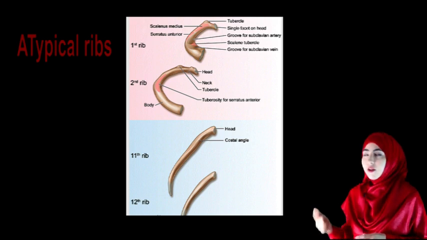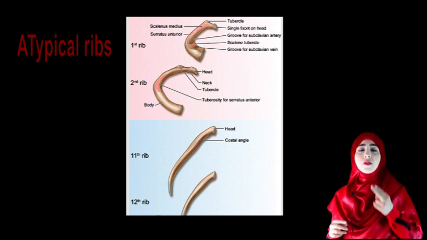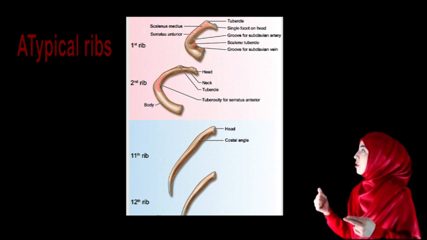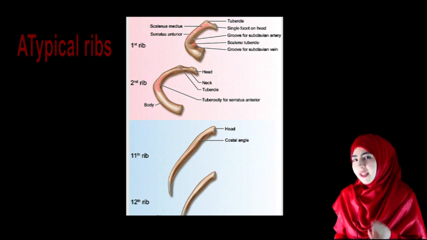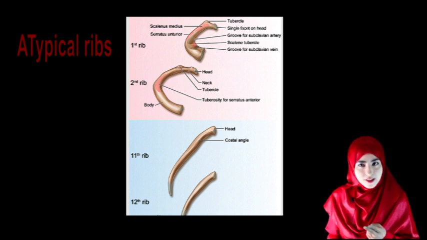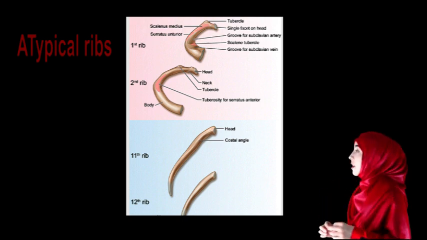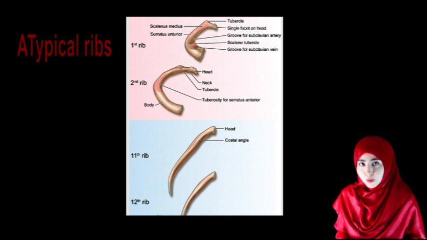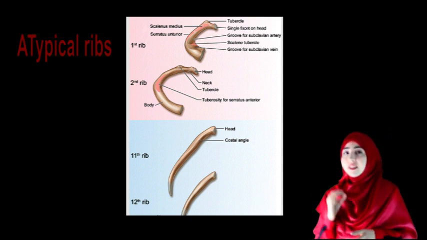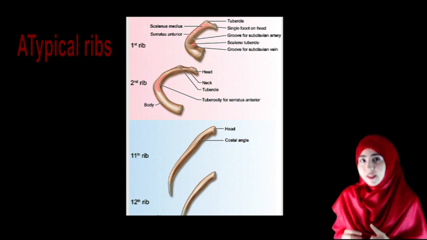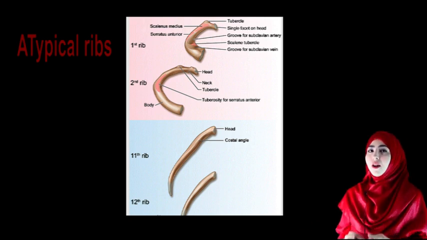The first rib has a single facet on its head that articulates with the T1 vertebra and has two transversely directed grooves in its superior surface for the subclavian vessels. The second rib has two facets for the articulation with the bodies of the T1 and T2 vertebrae. On its upper surface is a tuberosity for the serratus anterior muscle. And now the 10th rib has only one facet, and the 11th and 12th ribs have no neck or tubercle.